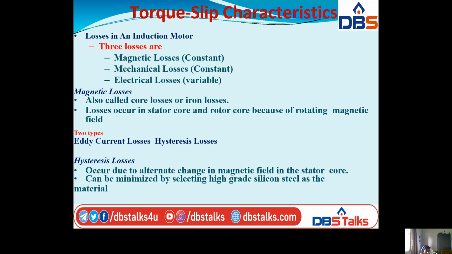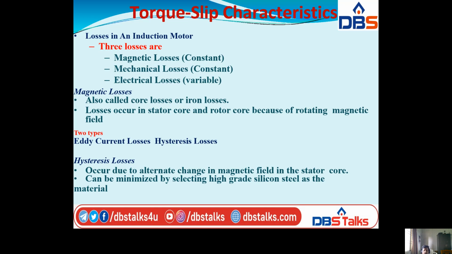Losses in the induction motor are mainly magnetic losses, mechanical losses, and electrical losses. Magnetic losses are also called core losses. These losses occur in the stator core and rotor core because of the rotating magnetic field. Magnetic losses are of two types: eddy current losses and hysteresis losses.